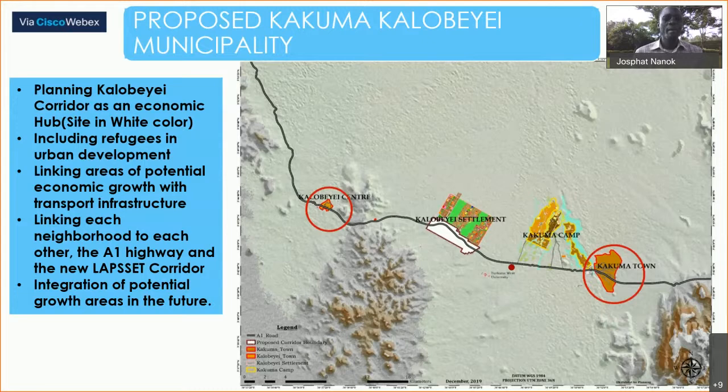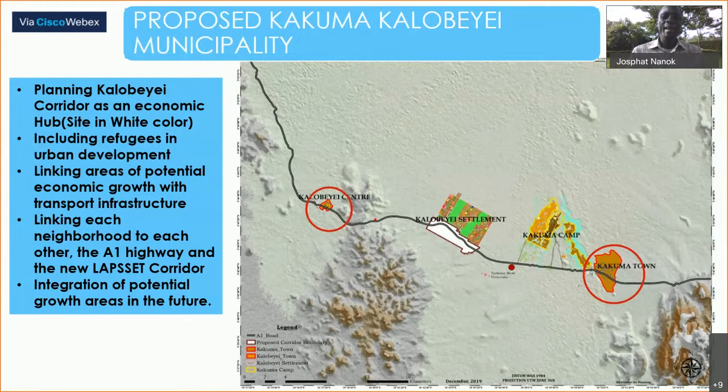This is going to be a major economic hub that will benefit hosts and refugees. And we anticipate a lot of linkages in this new municipality, which I believe will be in place early next year, as a core area for potential growth, given the road towards South Sudan, and the road to Lodwar and Nairobi and Mombasa, but also potentially a road linking to the new Lamu port. We believe that better planning of the municipality is going to be very critical in ensuring that value accrues to both refugees and host.